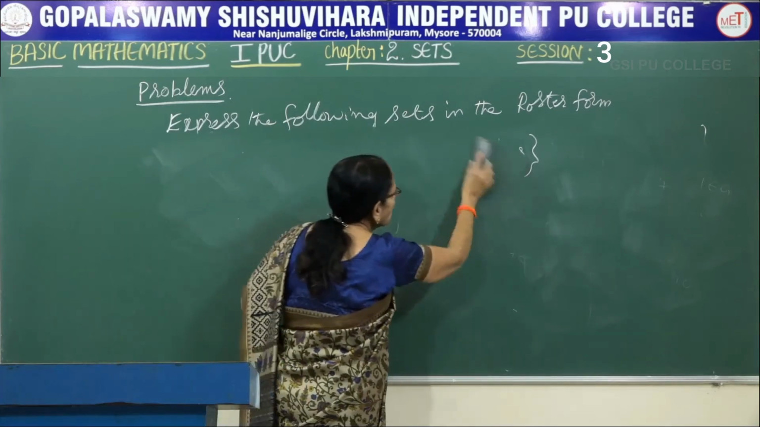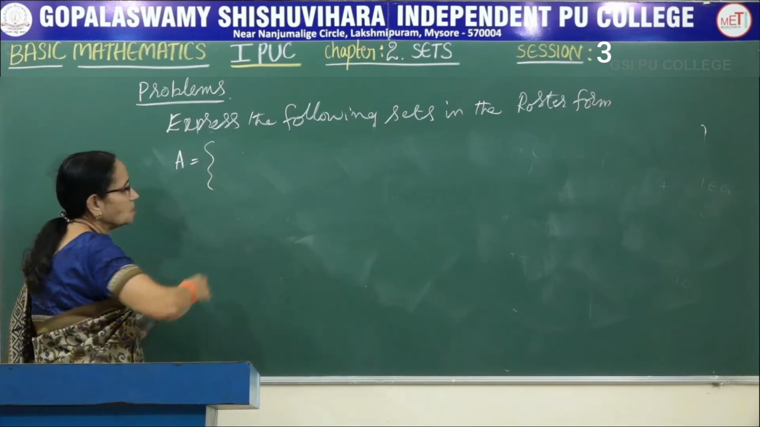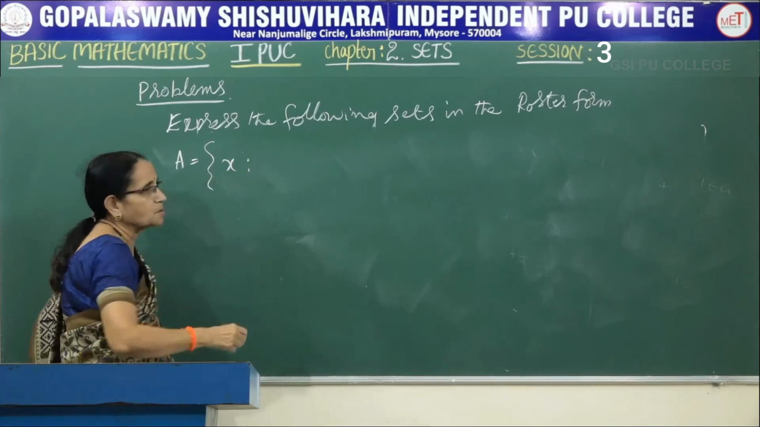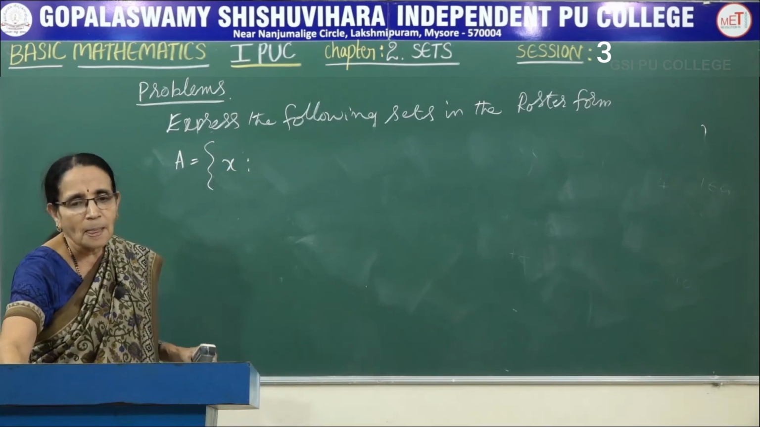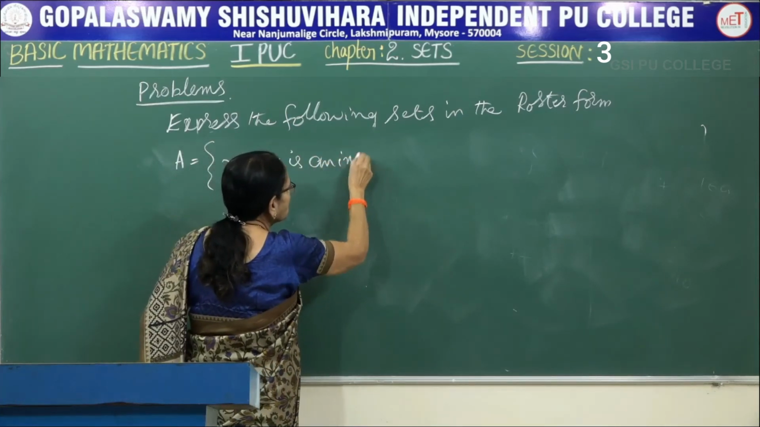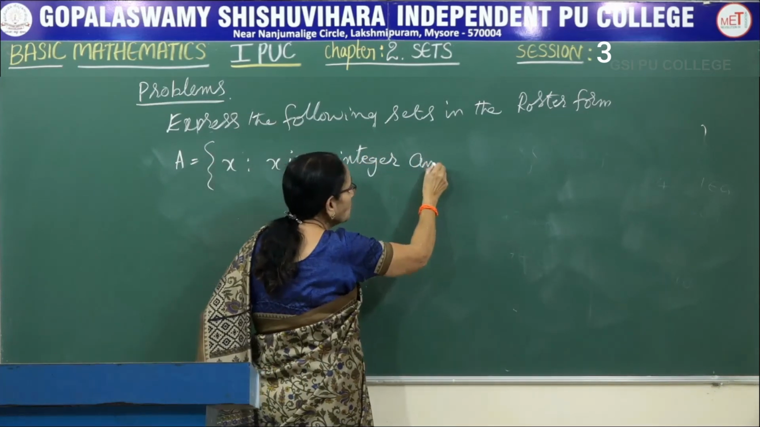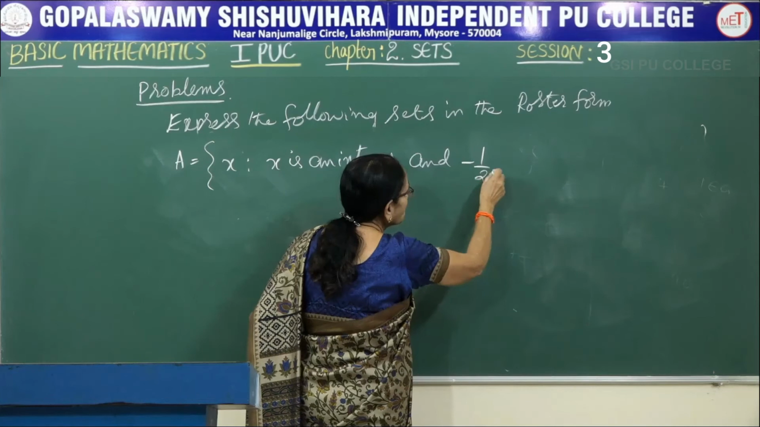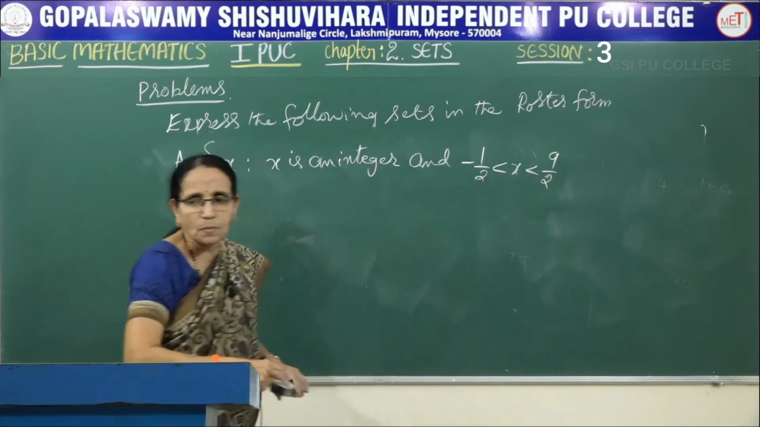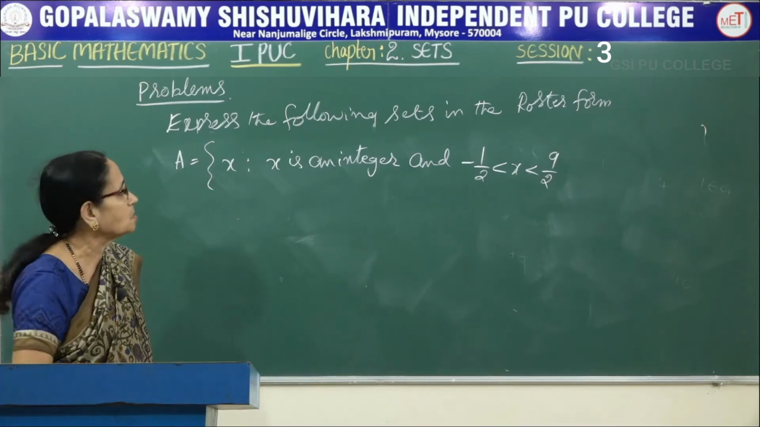Now we move on to another problem. Here take the set A. Set A contains all x such that x is an integer, and one more condition is given. Minus 1 by 2 less than x less than 9 by 2. It is minus 1 by 2 less than x less than 9 by 2.